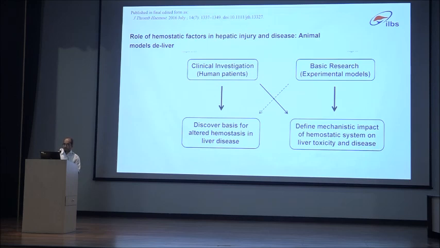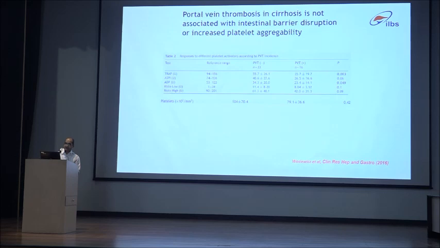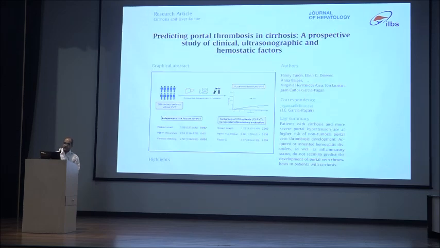And we need to have a crossover of these findings. The balanced view is that a larger study was conducted with all possible parameters of the coagulation system taken along with the clinical parameters, and they found that portal vein thrombosis development is dependent upon the portal blood flow.